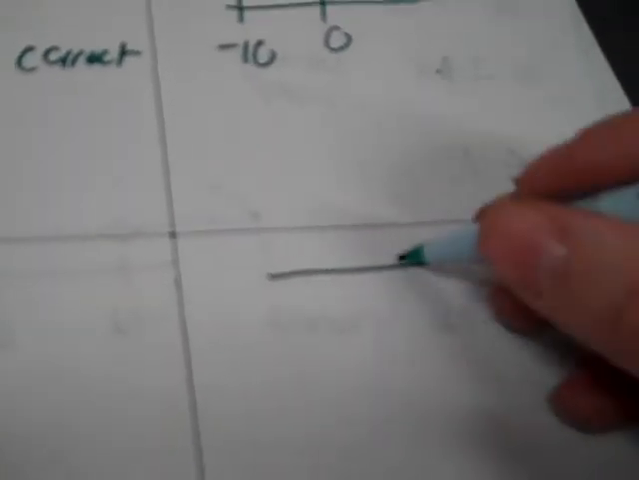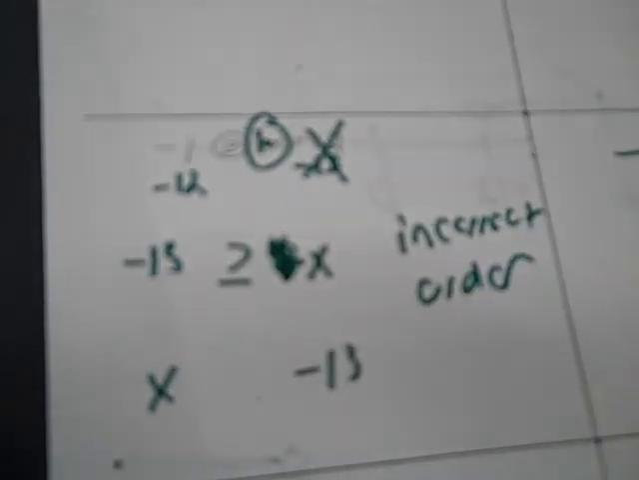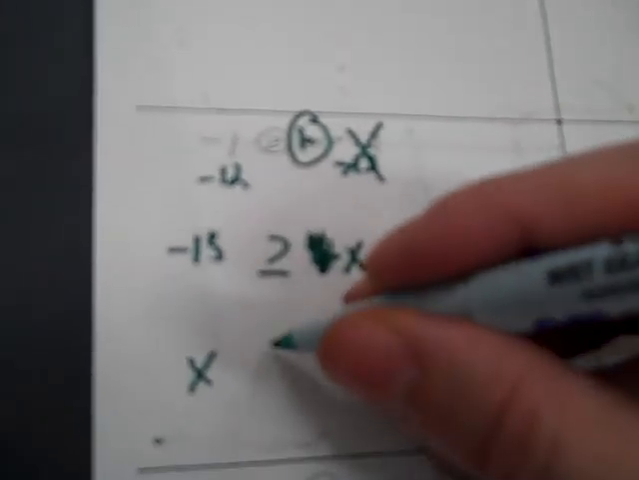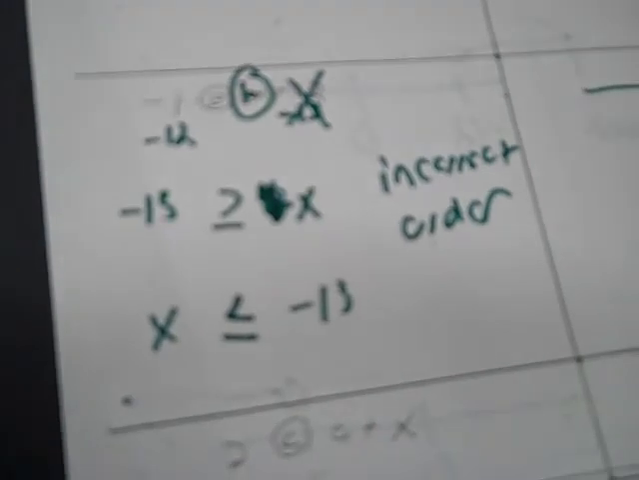Okay, now before I graph this, this is in incorrect order. The reason it's in incorrect order is because the x needs to come first and then the negative 13. So if you switch the order, that sign needs to go the opposite way. Okay, so I end up with a less than sign. So negative 13, circle. Fill it in, and it's a less than, so it goes this way.